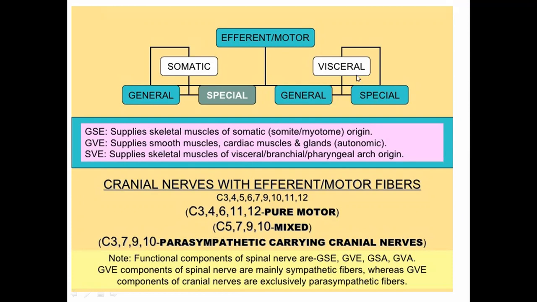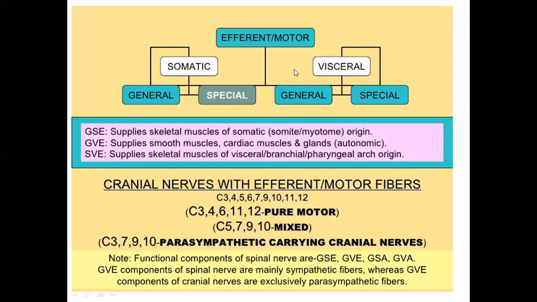The next one is special visceral efferent. Special visceral efferent supplies skeletal muscles of branchial origin. That means some muscles seen in the neck region get supply from special visceral efferent. So general somatic efferent supplies skeletal muscles derived from the somite. Whereas general visceral efferent supplies smooth muscles and cardiac muscles, which are involuntary, and also the glands. So basically they belong to the autonomic nervous system. Special visceral efferent supplies skeletal muscles of branchial origin.